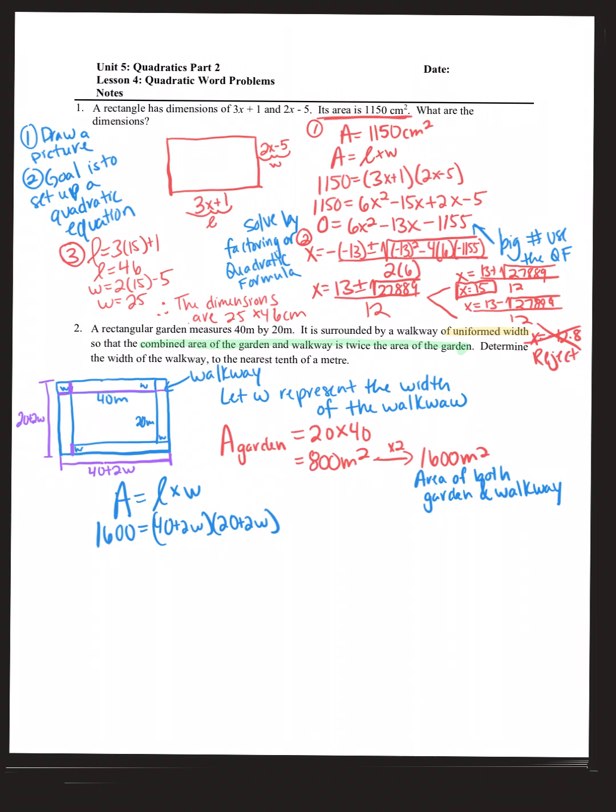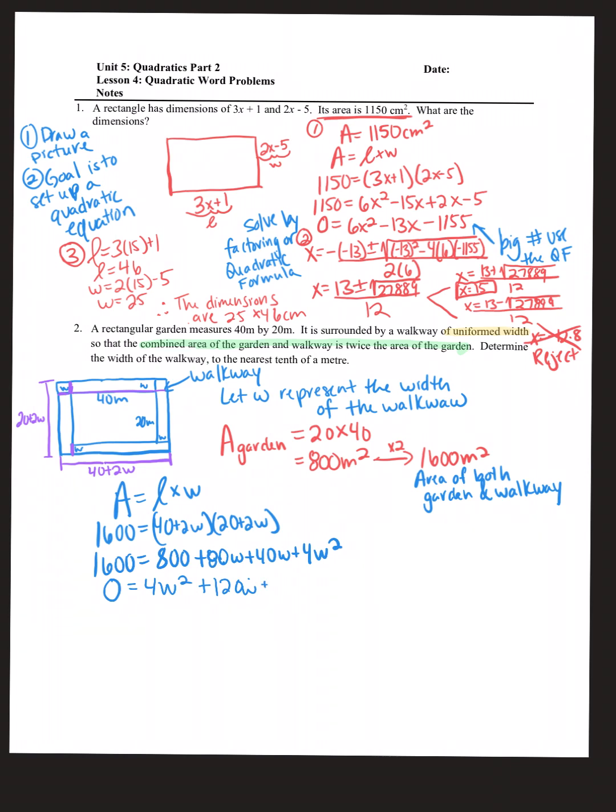So if we were to expand this, we'd have 1600 equals, and then as we FOIL it, we're going to get 800, plus 80W, plus 40W, plus 4W squared. I'm going to do a little bit of rewriting so that we have everything in the standard form we're used to seeing. And we'll also move over that 1600. So let's bring our 4W squared forward. And then we will also combine our 80W and 40W, which is going to be 120W.